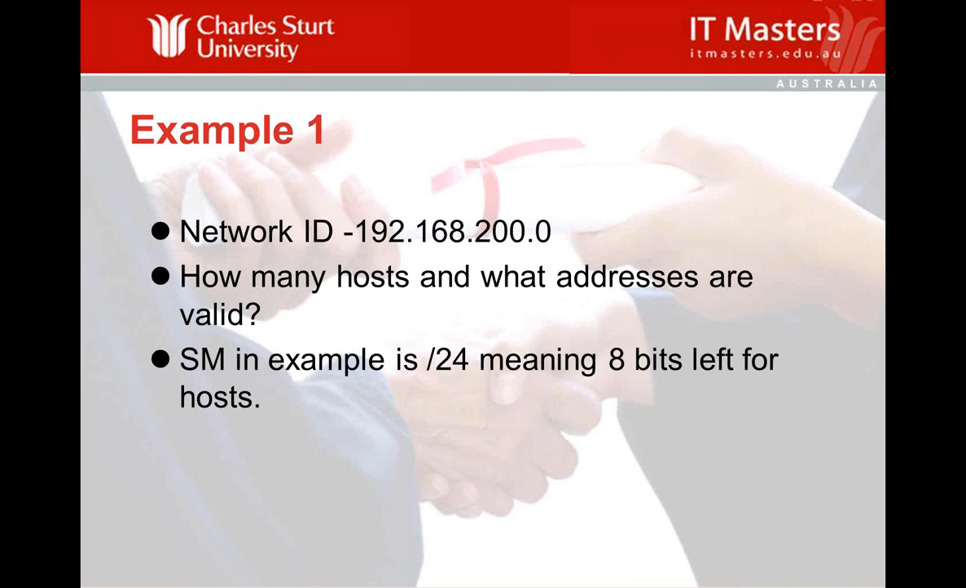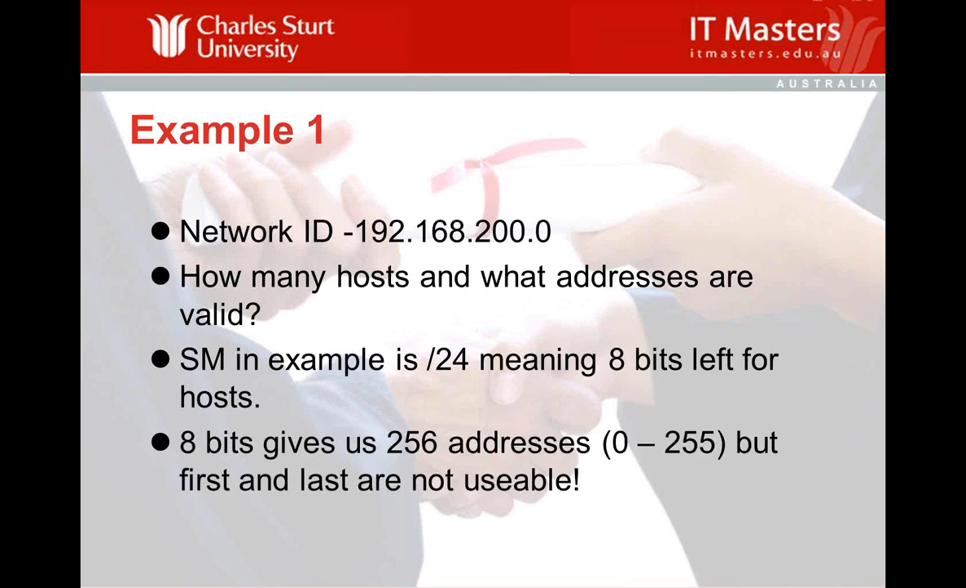So the subnet mask in the example is /24, meaning that 8 bits are left for the host, okay? So 24 bits for the subnet, 8 bits for the hosts, okay? So now there's a quick way that we can work that out. So 8 bits left for the host gives us 256 addresses, okay? And we know that because 8 bits of binary give us numbers from 0 to 255, as I've got written there. So that effectively gives us 256 addresses, 0 to 255.